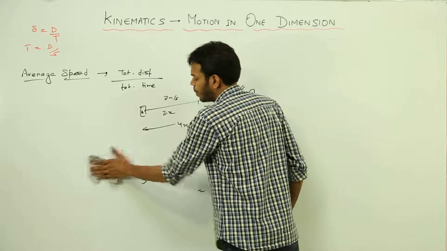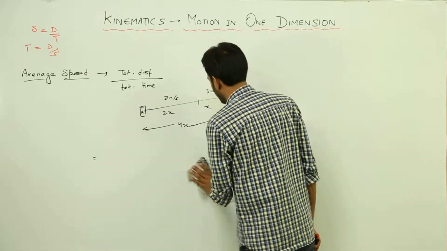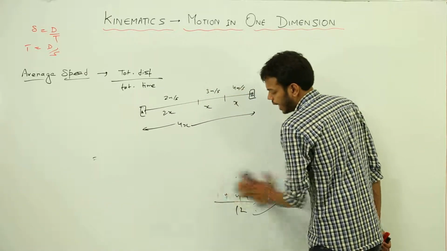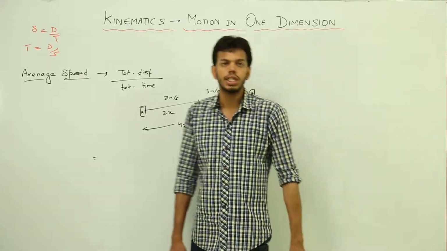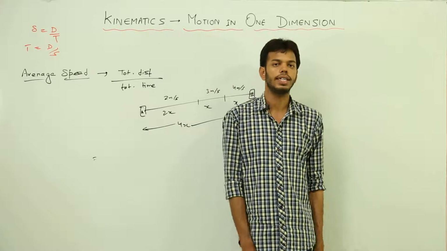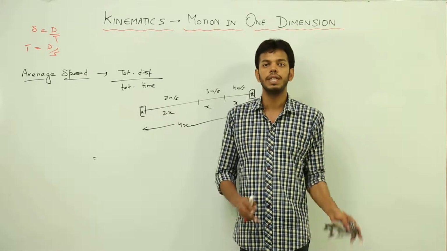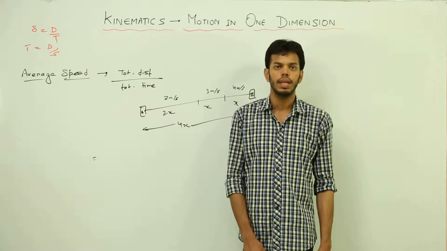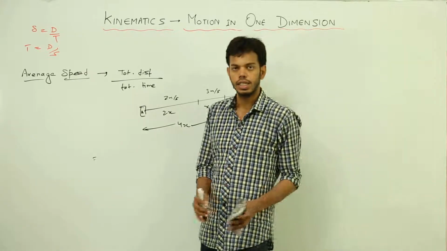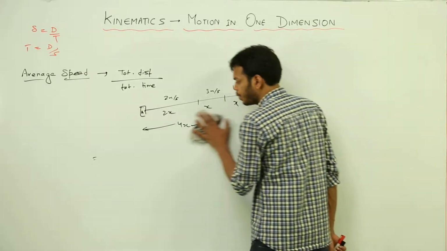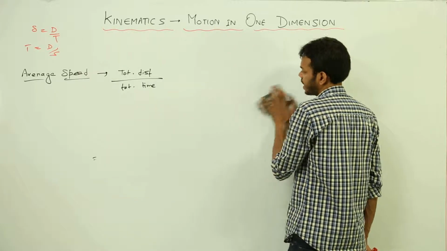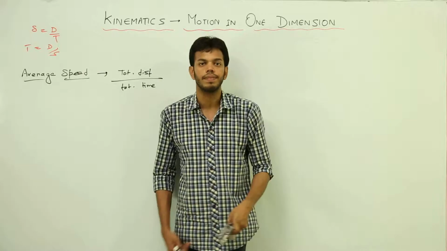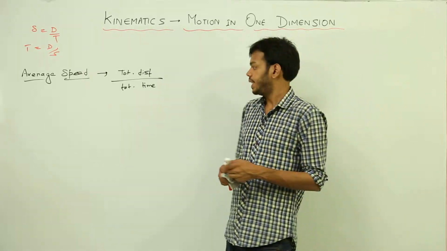Now let's do one more. Again, try to make the free body diagram. An object covers a distance in two equal time intervals with speed 3 and 4 meter per second respectively. What is the average speed? What did I just say?